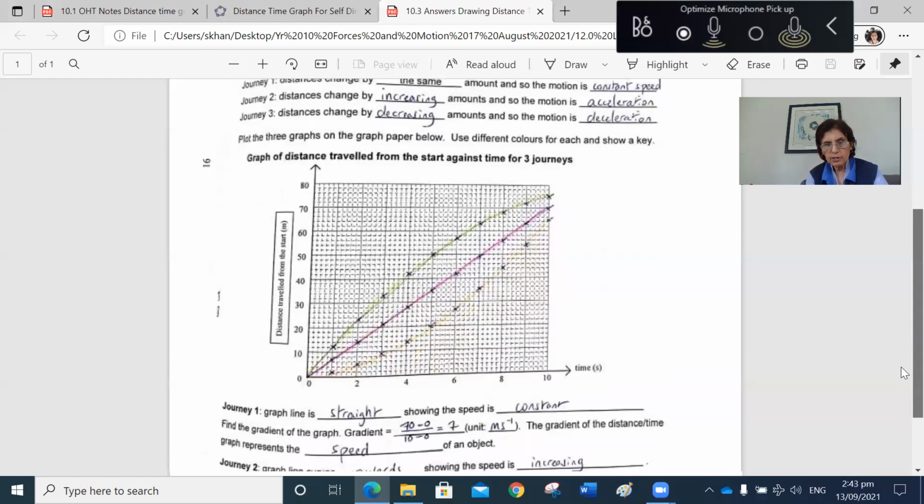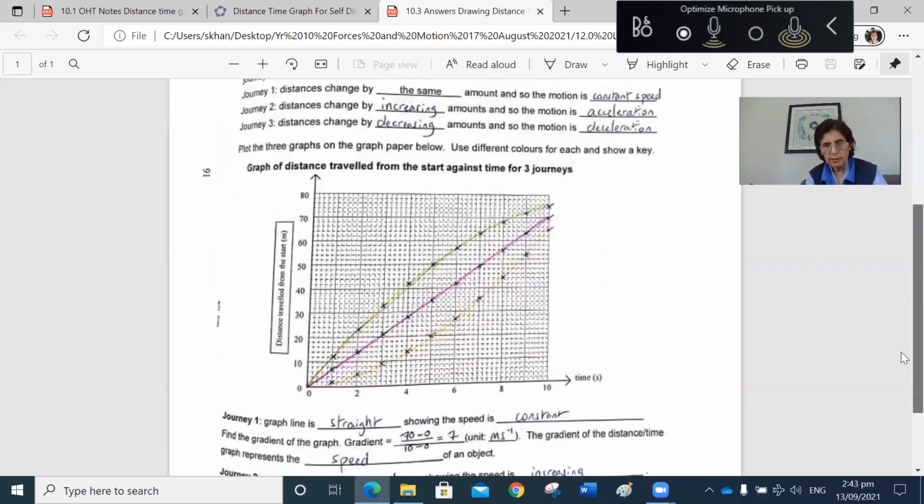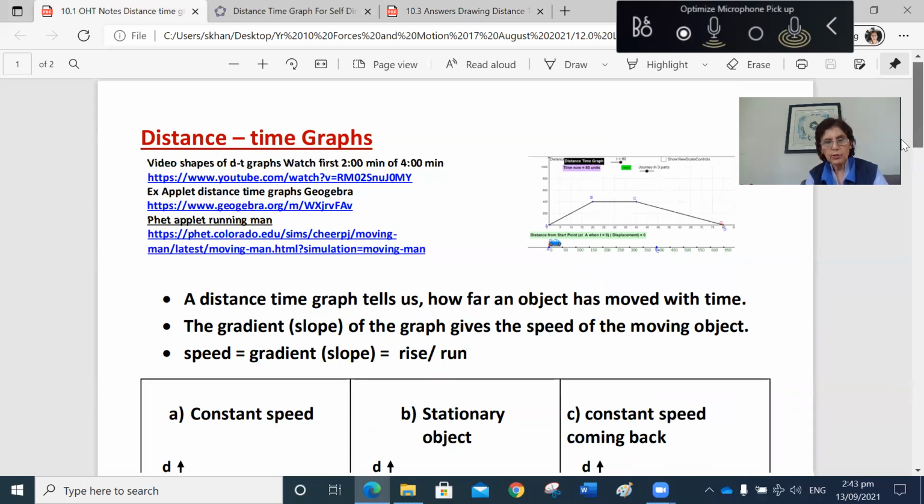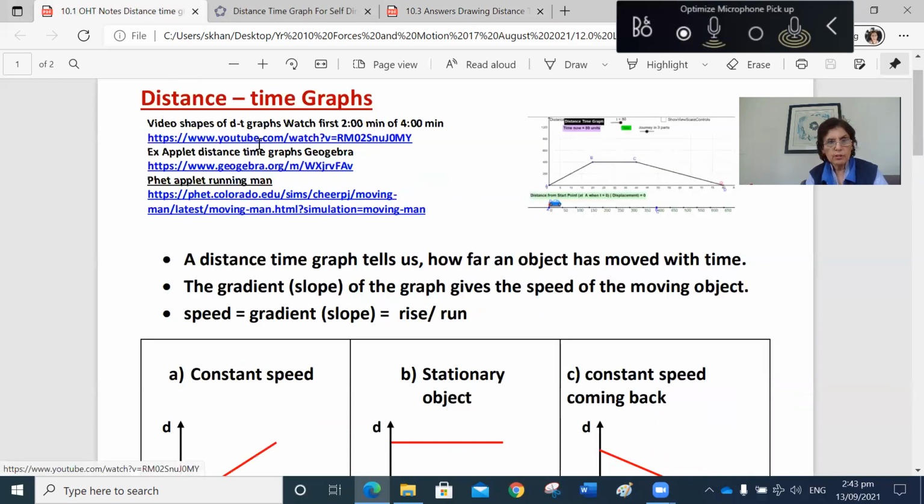So this is one of the sheets that you have to complete in today's lesson. Let's look at the other one. So now you see these are your notes. There are some videos listed here that you must watch and try to explore these animations here.